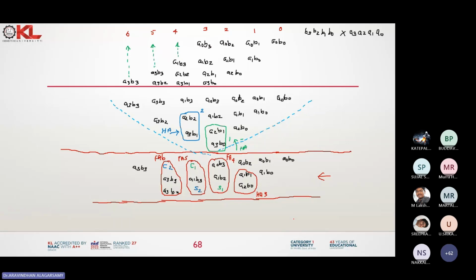If it is clear, can you write your next partial product? Do remember here what you should remember. HA3 will have S3, C3. Am I correct, ma? FA4 will have S4, C4. FA5 will have S5, C5. FA6 will have S6, C6. But keep this in mind. Write down your next partial product.